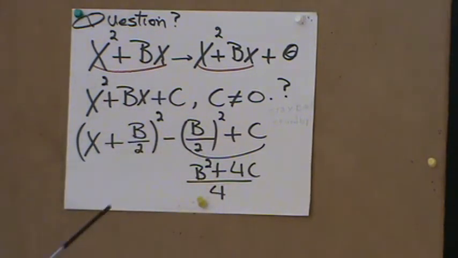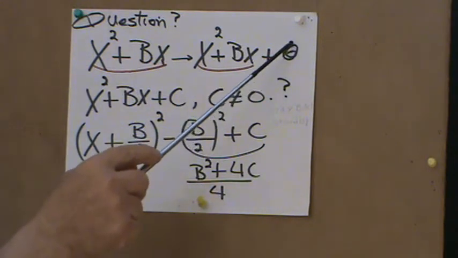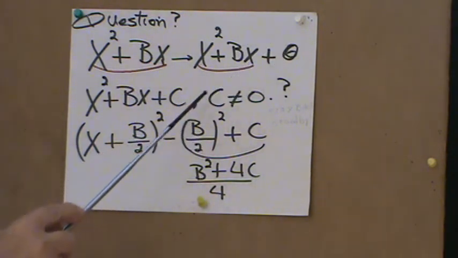Now here, what about if this is not 0? What about if a non-zero number is the third term? So I wrote this one. What about if you have an algebraic expression like that and they say complete the square? What do we do with c? As we didn't do anything with 0 here, we don't do anything with c either.